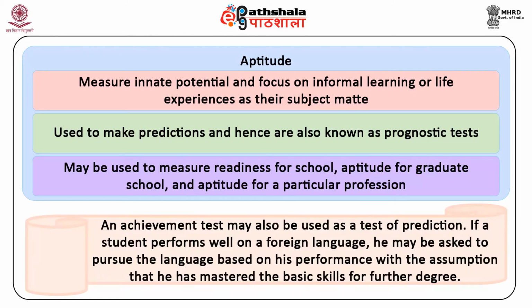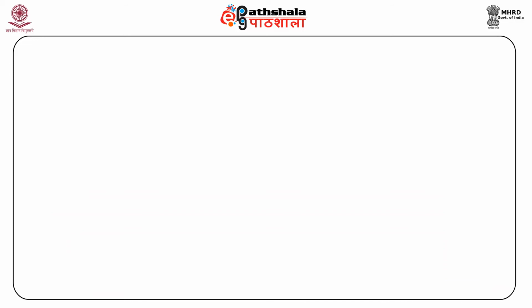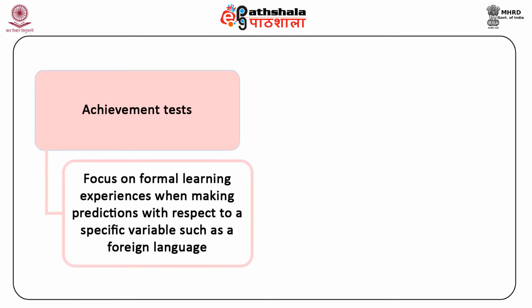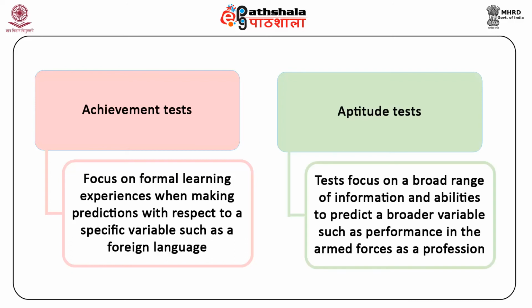An achievement test may also be used as a test of prediction. If a student performs well in a foreign language, he may be asked to pursue the language based on his performance, with the assumption that he has mastered the basic skills for a further degree. Conversely, an aptitude test may also be used as an achievement test. While the achievement test focuses on formal learning experiences when making predictions with respect to a specific variable such as a foreign language, the aptitude test focuses on a broad range of information and abilities to predict a broader variable such as performance in the armed forces as a profession.